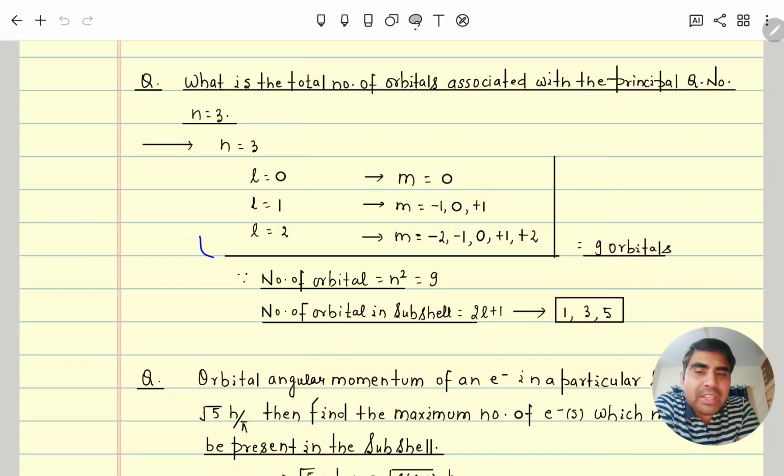We can do it by this raw method, or we can apply a formula: the number of orbitals is equal to n square, or another formula, 2L plus 1. Here, inside n equal to 3, L is 0, 1 and 2. So for each we can calculate 2L plus 1. So it is 1, 3 and 5, total 9.